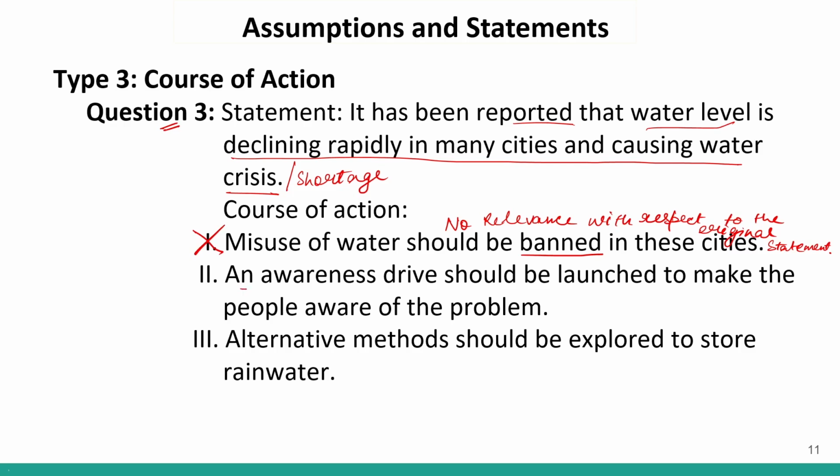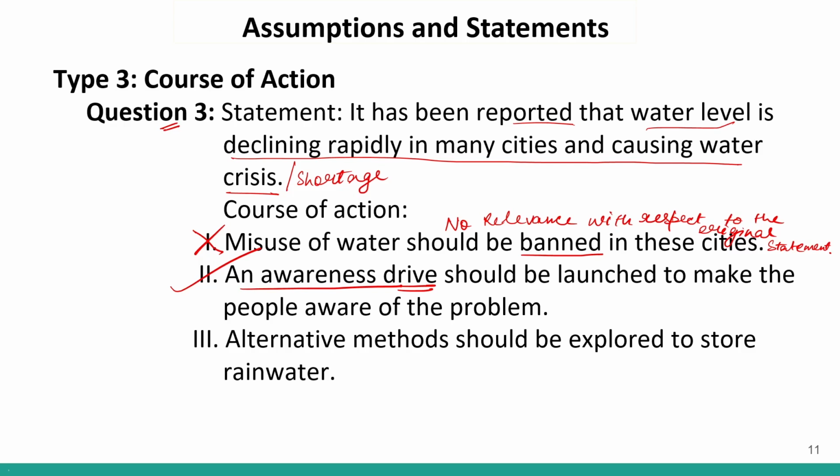Second one is an awareness drive should be launched to make the people aware of the problem. This makes sense because we can make people aware. We can tell people that you should not misuse water, but to keep a check on them is difficult. So what the government can do is launch an awareness drive. This is possible. Therefore, option number 2 is a correct course of action.